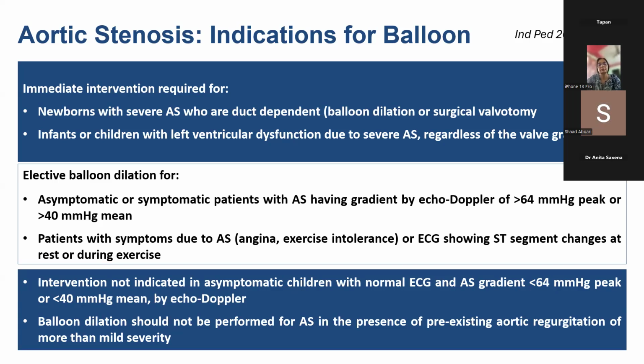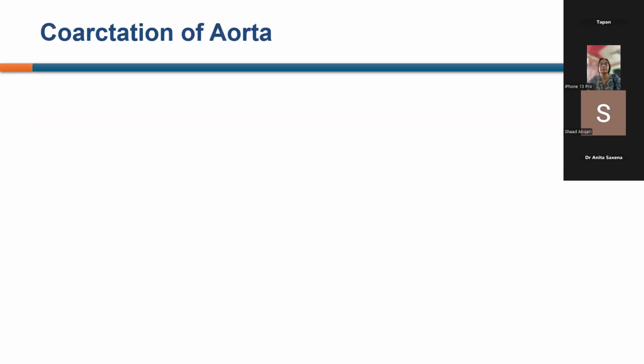Again, if there is already regurgitation, aortic regurgitation of more than mild, it is better not to balloon them, because they are probably going to end up with more severe aortic regurgitation and may need replacement of the valve rather early. So we also need to understand that you should not intervene if it is not indicated, because it is not a curative procedure. It is a palliative procedure associated with a finite level of morbidity of the procedure.